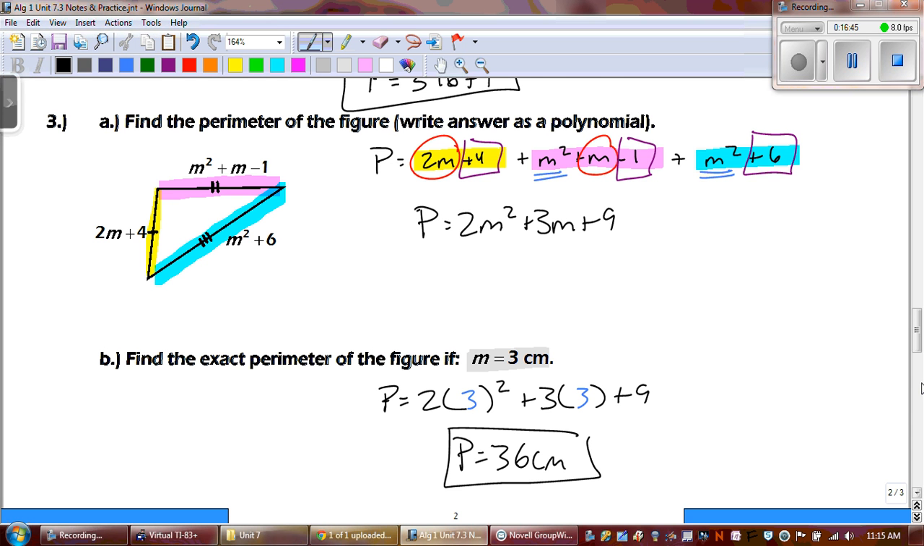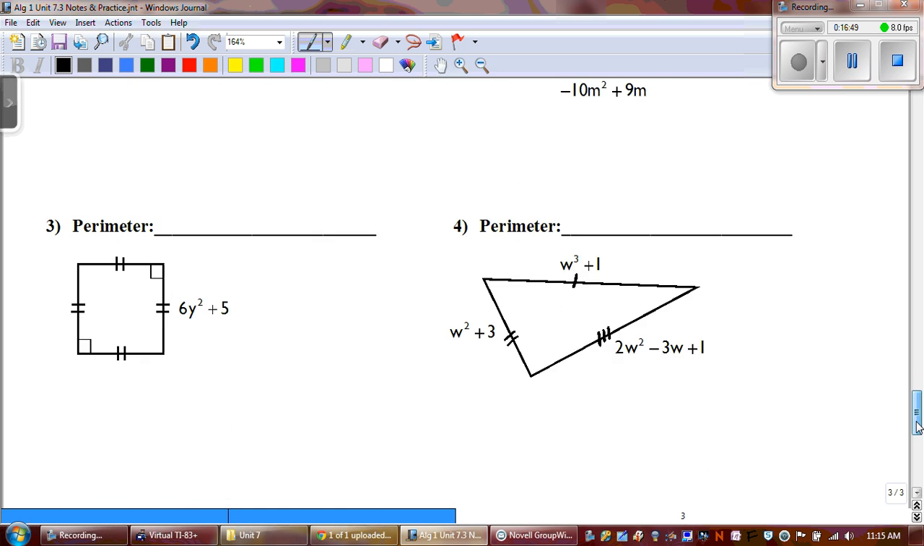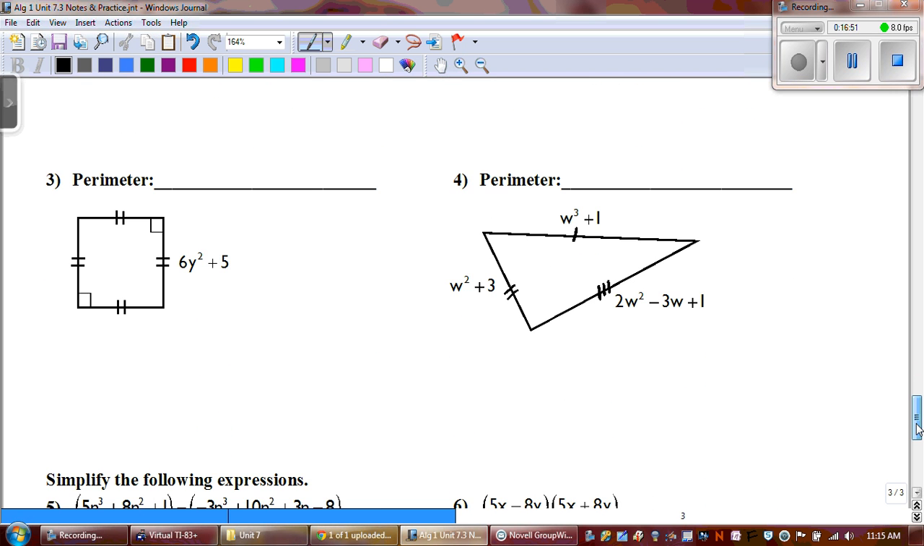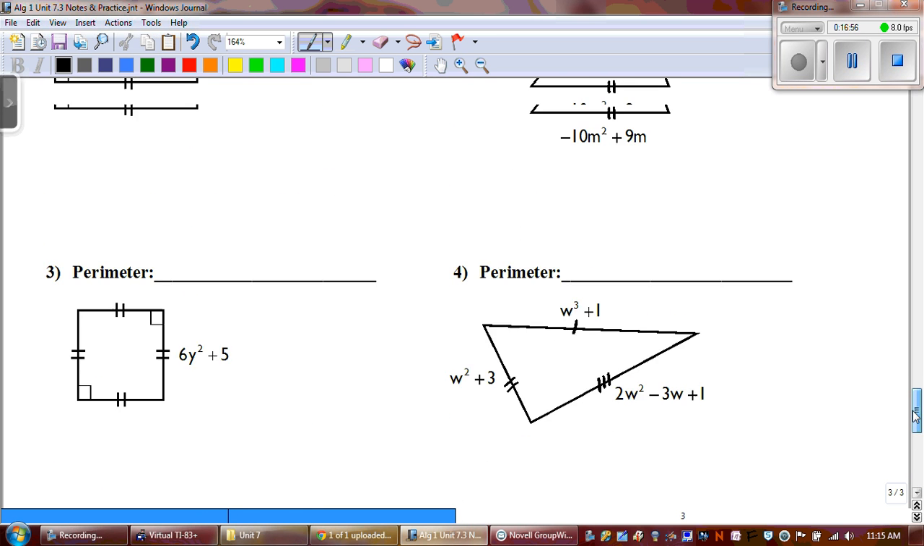Okay? Well guys, that's it for Algebra 1 Unit 7.3 notes. Your homework is this practice right here. So remember, pay attention to the sides, and then we've got a little bit of a review from what we've been doing so far. Okay?